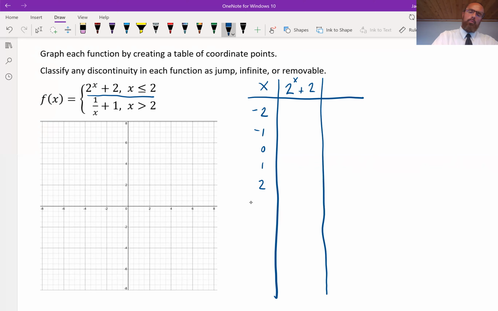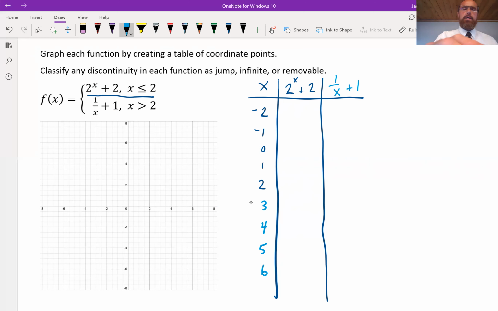Now, when we reach 2, we come under the influence of a second function. So this one is 1 over x plus 1. So it's a rational function. And it really starts when x is bigger than 2. So it wouldn't include 2, but it would include 3. We'll go 4, 5, and 6.